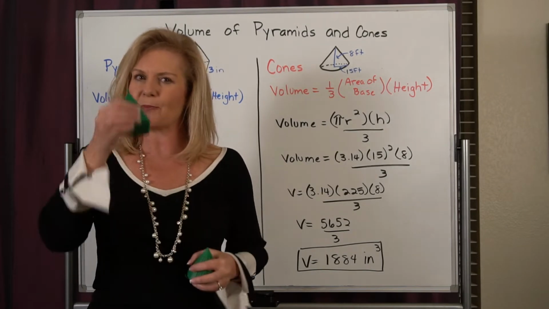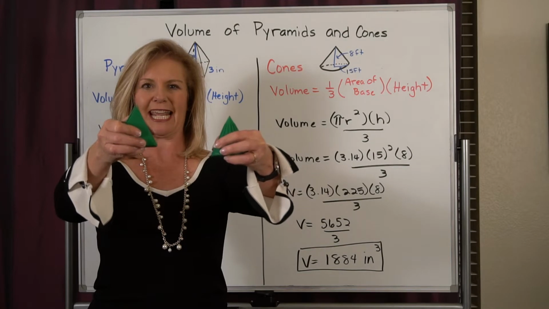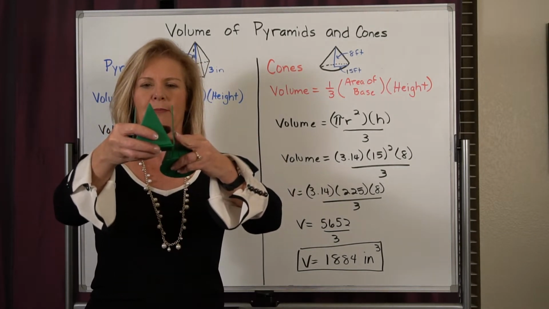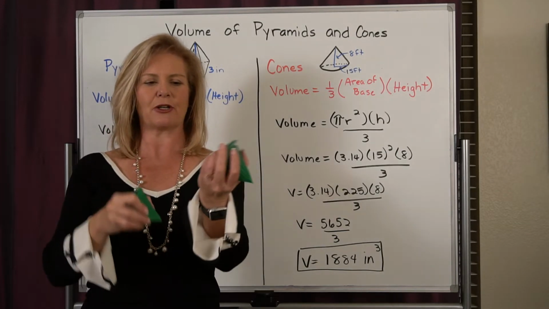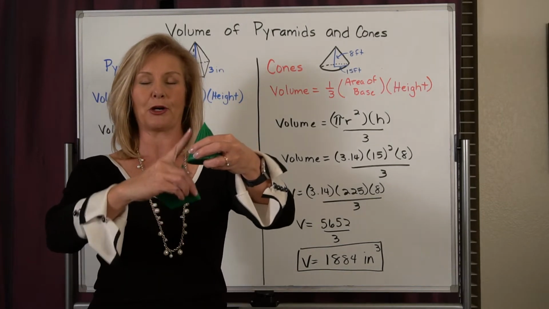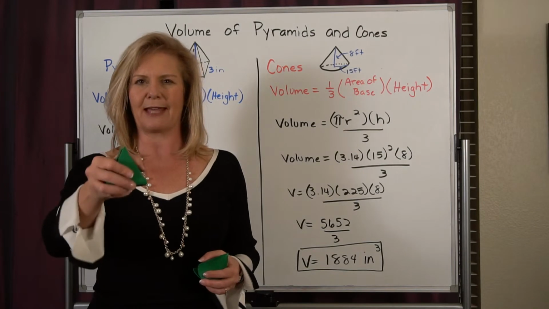The problem with a pyramid and a cone is that the height curves in, whereas for the prism, the height went straight up. For the pyramid, the height curves. For the cylinder, the height went straight up. For the cone, the height curves. Now, mathematicians have just calculated the amount of that curve.